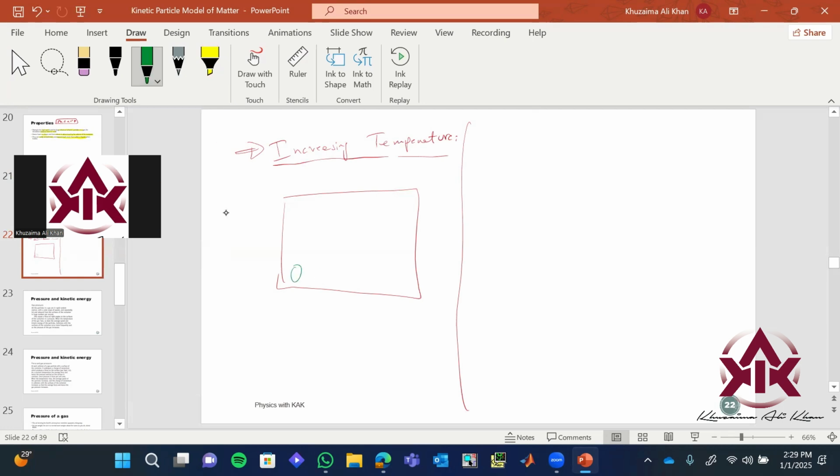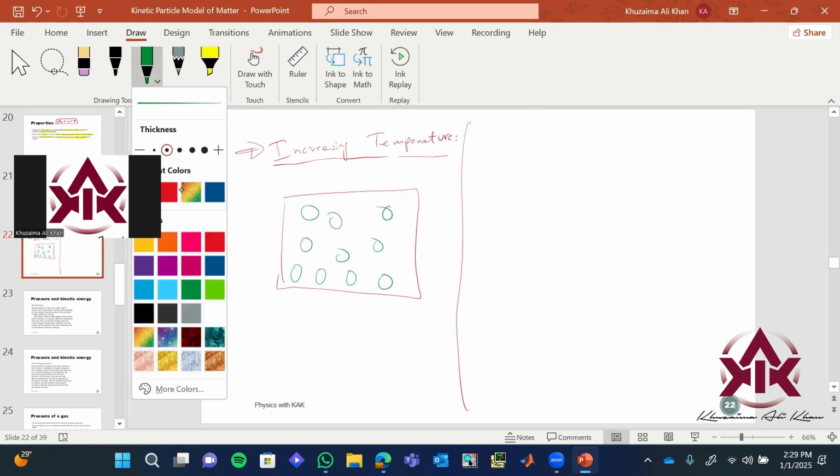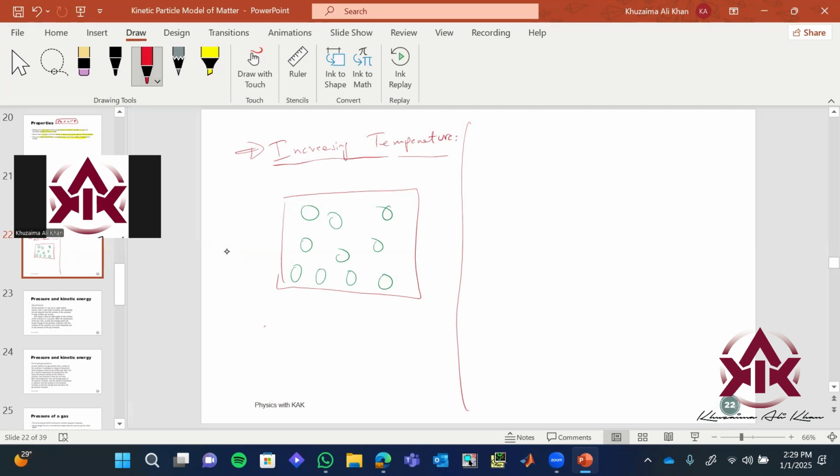Let's say these are the particles, and let's say it's a liquid. What is happening right now is I'm heating it, so I'm increasing the temperature of the container. What happens as I increase the temperature? The particles start to vibrate more. They start to vibrate rigorously. Let me draw the vibrations. What happens as I heat it? They start to vibrate rigorously.